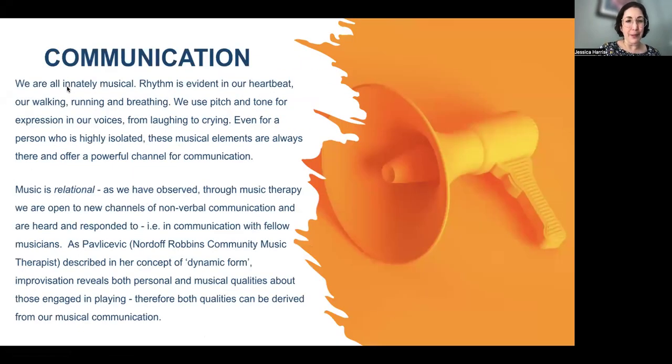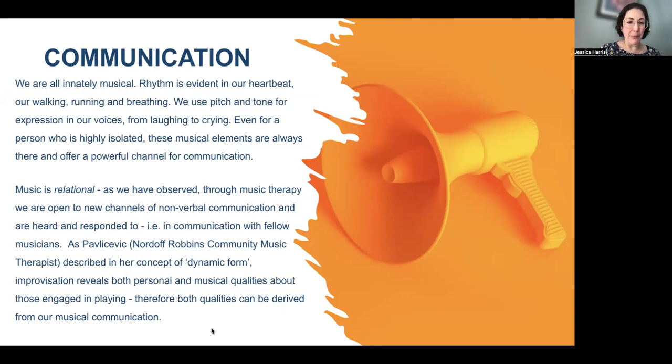We're all innately musical, even before birth. And rhythm is evident in our heartbeat, our walking, running, and breathing. We use pitch and tone for expression in our voices, from laughing to crying. Even for a person who is highly isolated, these musical elements are always there and offer a powerful channel for communication. And music is relational, as we've observed and as we're discovering, and through music therapy, we're open to new channels of nonverbal communication and are heard and responded to.